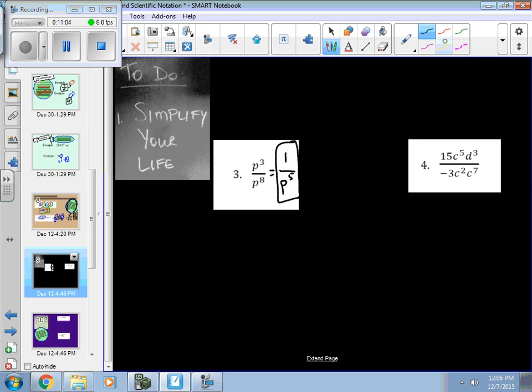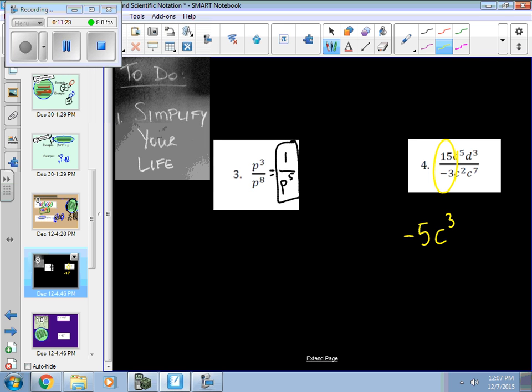All right, let's try number 4. Again, we're dividing here, so let's divide our numbers first. If we take 15 divided by negative 3, we're going to get negative 5. Okay, now we've got c to the 5th divided by c squared. If we subtract the exponents, we're going to get c to the 3rd power.